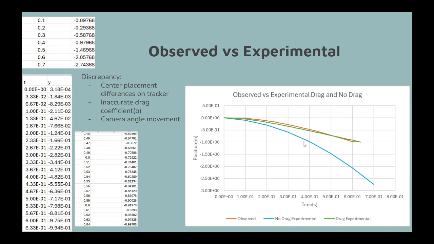The reason why these aren't probably the exact same is probably due to center placement differences on Tracker. Whenever I was tracking it, it might be a little off, like the center of mass. It could be an inaccurate drag coefficient. I did just get it very close, but not necessarily the same. And then camera angle movement, like as we're taking the video, it could have moved, and then our position would be off, and all those sorts of things. And these are just a list of the data that I plugged in.